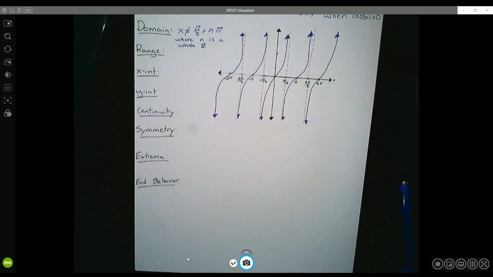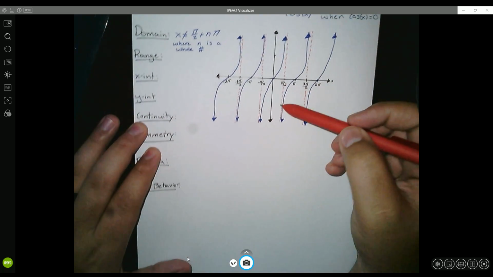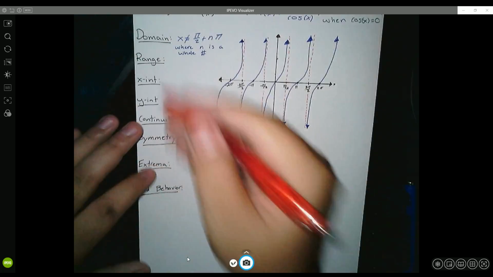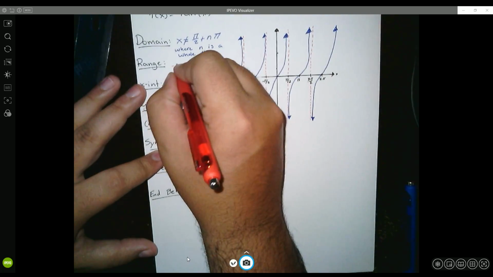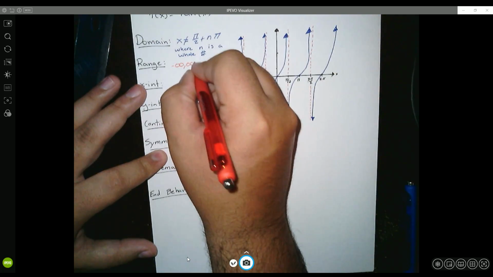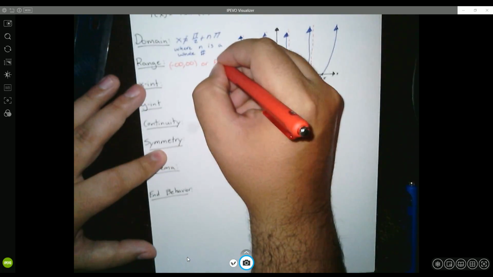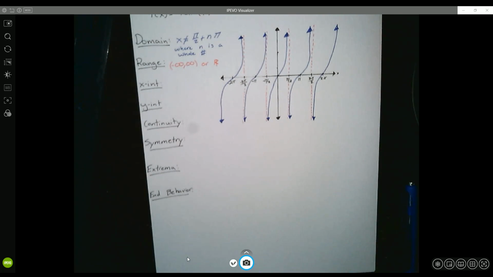Now let's talk about range. Remember, that's your y values, that's up and down motion. For this one, we can go down to negative infinity and up to positive infinity. So our range is negative infinity to infinity, or we can just say all real numbers.